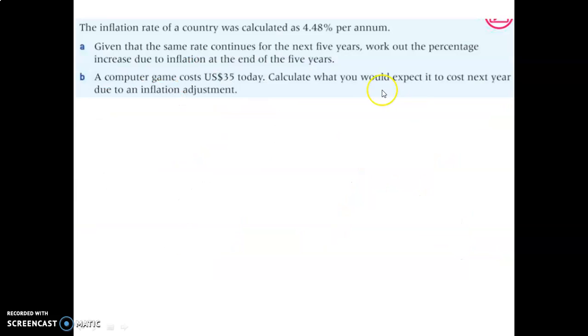The inflation rate of a country was calculated to be 4.48% per annum. Given the same rate continues for the next 5 years, work out the percentage increase due to inflation at the end of 5 years. Think of this simply like one of our exponential growth problems. The rate per year is 4.48%, and now apply that 5 times. Okay, so I hope you came up with something.